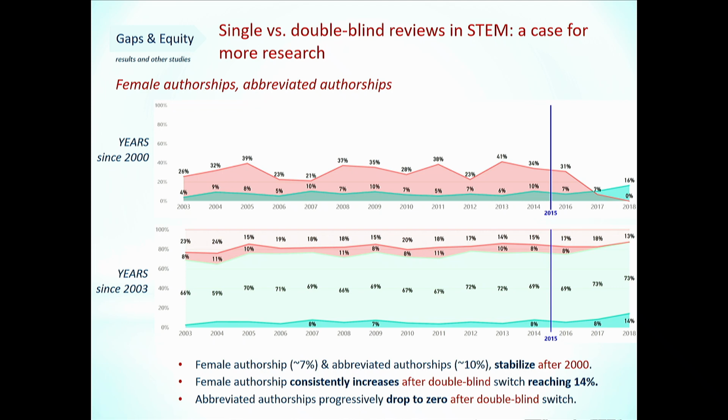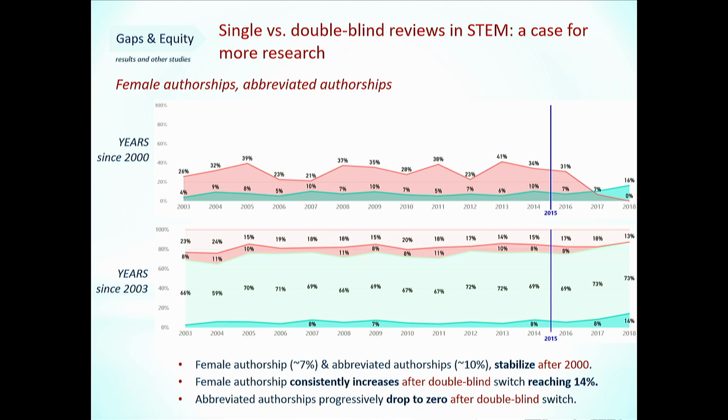Just one second. So in the bottom graph, the other thing I want us to notice is that the percentage of abbreviated unknowns shrinks to 0. There's just nothing. So there's a switch apparently with an increase of female authorships and a drop to 0 of abbreviated unknowns, which is also interesting. The top graph shows that switch more dramatically, okay?